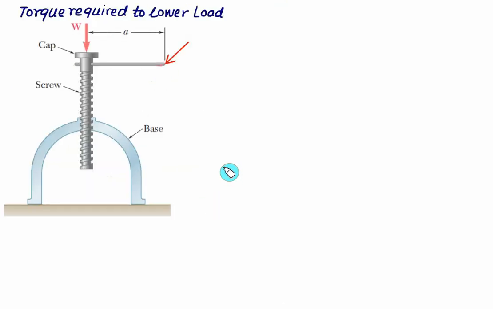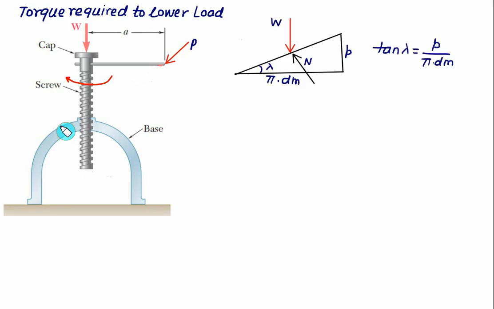Now we are interested to know the torque required to lower the load. This time the force is applied in the exactly opposite direction. Because of this, it will rotate in a clockwise direction. Because of the clockwise direction, the screw will approach towards the nut and the load will move downward. So again we have to develop the same figure that we developed for the torque required to raise the load. The weight will act in a vertically downward direction. Then the normal force will be perpendicular to the plane. Lambda is called the lead angle, pi dm is the circumference, and P is the pitch.